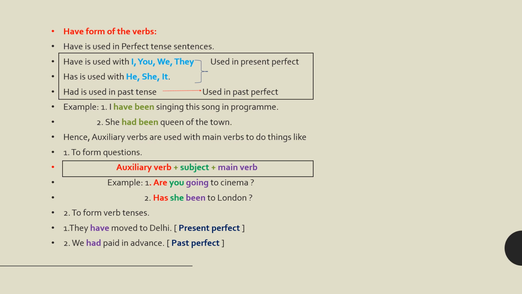Second, to form verb tenses. They have moved to Delhi. We had paid in advance. Here, have and had are stating the time of the tense. That is, have indicates the present perfect tense and had indicates the past perfect tense in the above examples.